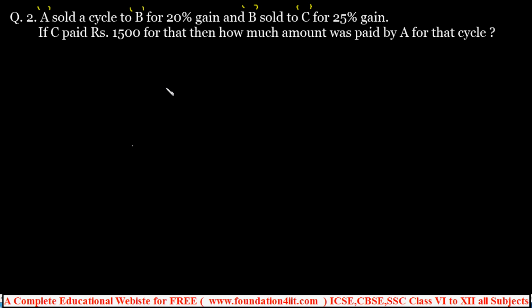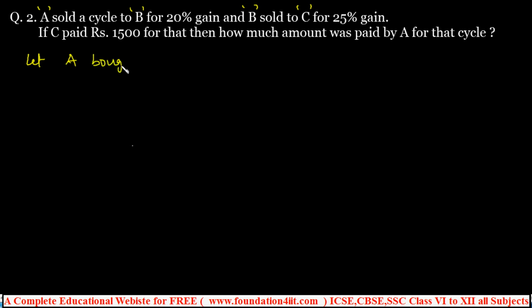So for this type of questions, let us see here. First, let A bought the cycle for rupees P. Let us take some P. Because A sold a cycle to B, we have to find out how much amount was paid by A. That's right, let A bought.